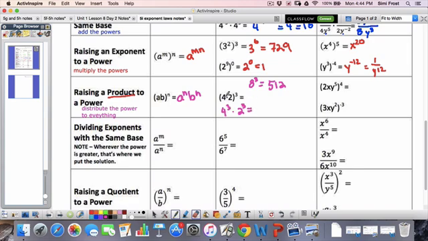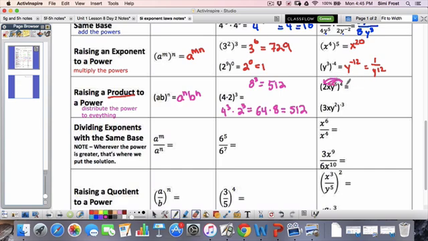4 times 4 is 16. 16 times 4 is 64. 2 times 2 times 2 is 8. And now if I multiply 64 by 8, I do end up with 512. So I just wanted to show you with numbers that it works out the same way as long as you apply this correctly. All right, so everything in the parentheses here, that means the 4 needs to hit everything. Don't leave out the 2. It needs to hit the 2, the x, and the y.